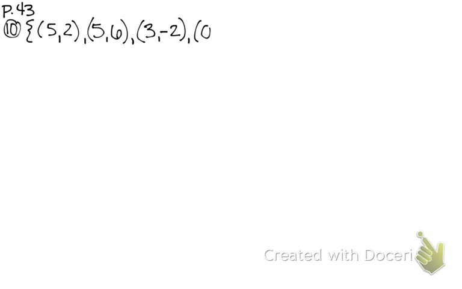Number 10. So we have the ordered pair 5, 2. We have the ordered pair 5, 6. Three, -2. And 0, -2. The list of ordered pairs that's on number 10.